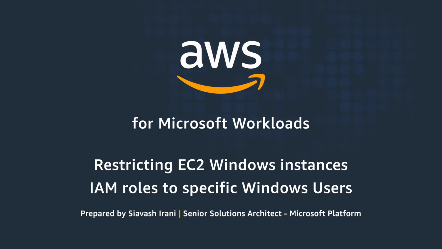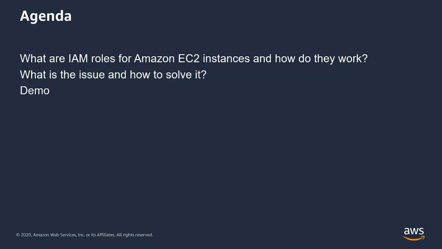In this video, I'm going to show you how you can secure your EC2 Windows instances by only allowing specific Windows users to utilize IAM roles associated with them. First, we want to talk about what are the IAM roles for Amazon EC2 instances and how they work. Then we talk about the issue and how we can resolve it. And then we get to our demo section.